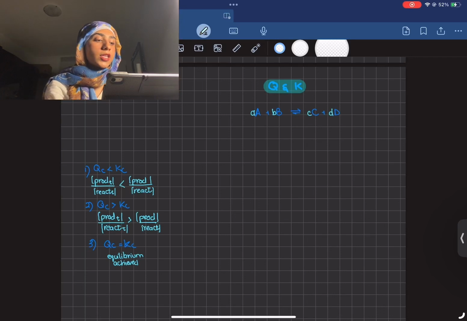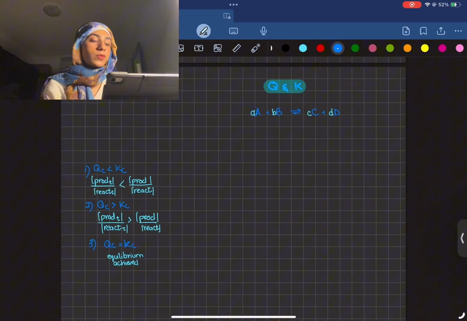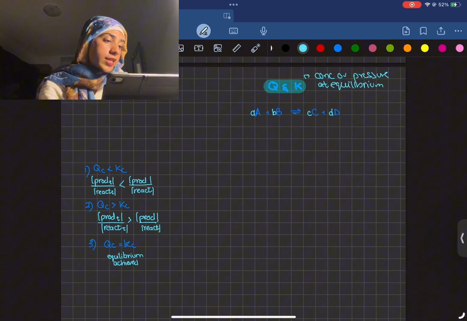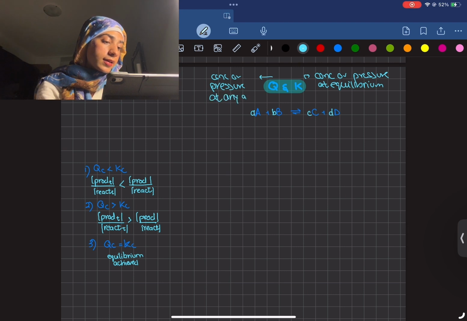Hi, so today we'll look at Q and K and what's the difference between the two of them. So K, being the constant, the equilibrium constant, tells us the concentration or pressure at equilibrium. In contrast to that, Q tells us the concentration or pressure at any given time. So how do we write Q? How do we write the formula for that?